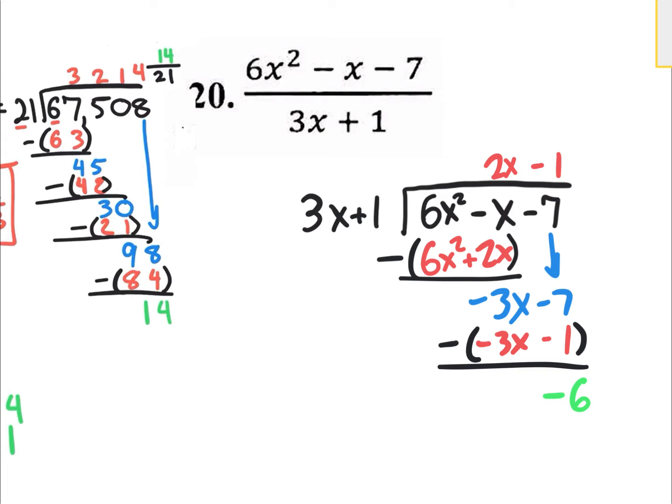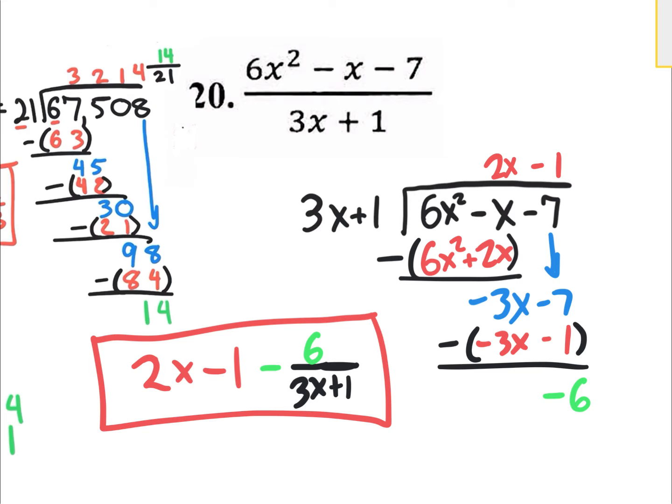So what do I do with my remainder? I write it over the original divisor. Now, because this is a polynomial, 2x minus 1, I'm going to write the remainder as a fraction, and I need to put either a plus or minus sign, but I'm going to take this minus sign of the remainder and put it as a minus in front of the fraction. Check it out. Here's my answer. 2x minus 1, and then the remainder minus 6, but I want to write it as a minus fraction with the 6 up on top and the original divisor 3x plus 1 on the bottom. So here's my answer. 2x minus 1 minus the fraction 6 over 3x plus 1.